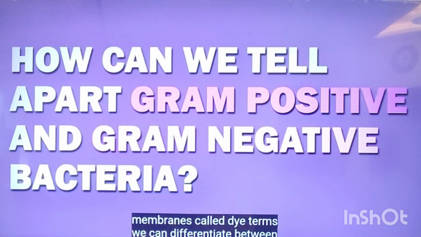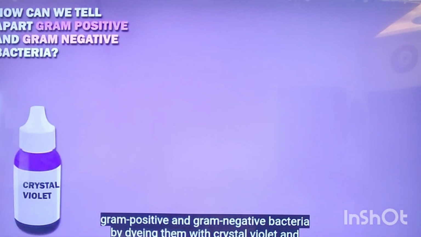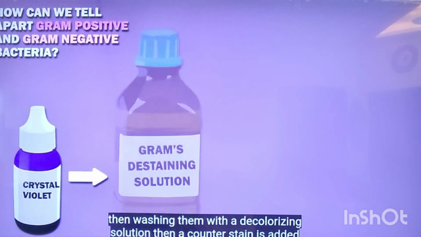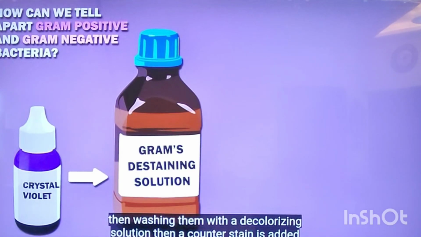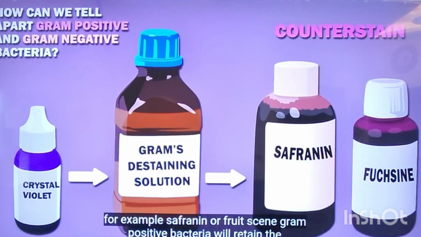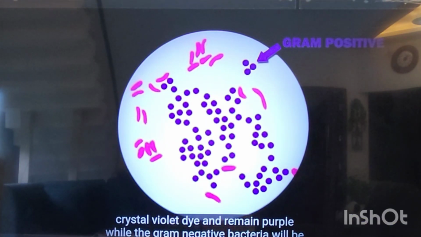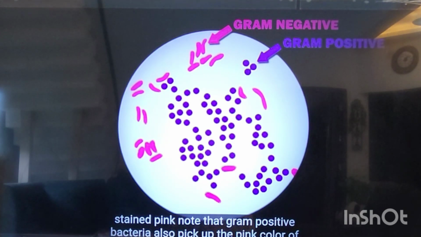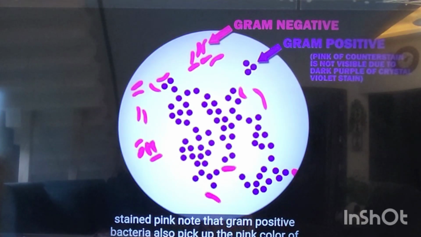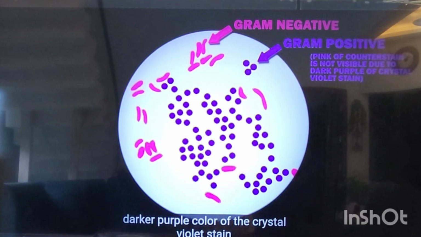We can differentiate between gram positive and gram negative bacteria by dyeing them with crystal violet and then washing them with a decolorizing solution. Then a counter stain is added, for example safranin or fuchsin stain. Gram positive bacteria will retain the crystal violet dye and remain purple, while the gram negative bacteria will be stained pink. Note that gram positive bacteria also pick up the pink color of the counter stain. However, this is not visible when they are dyed with the darker purple color of the crystal violet stain.